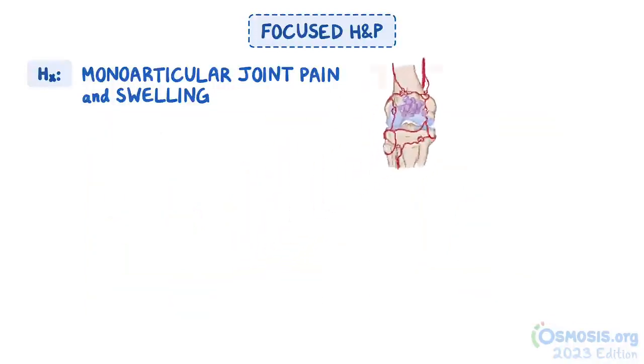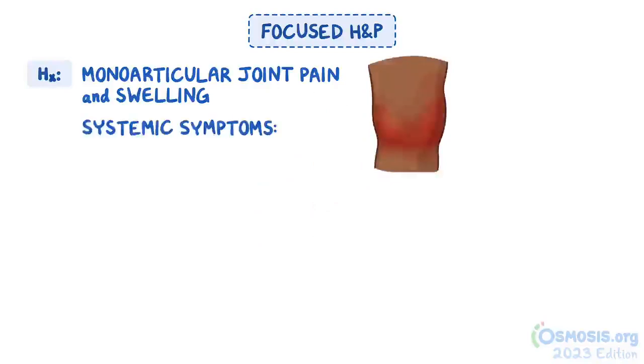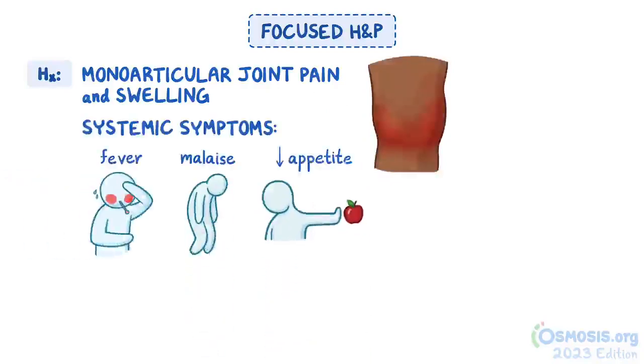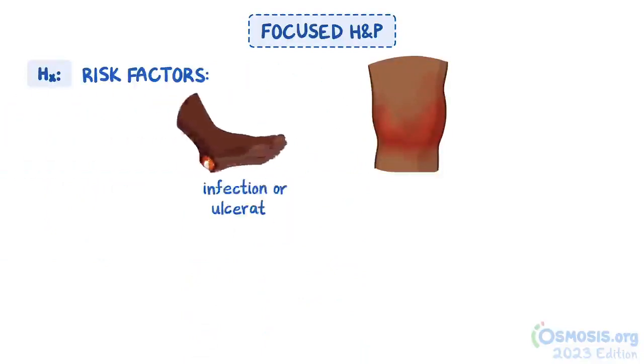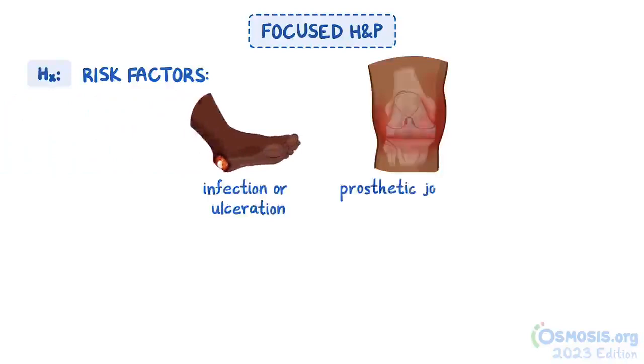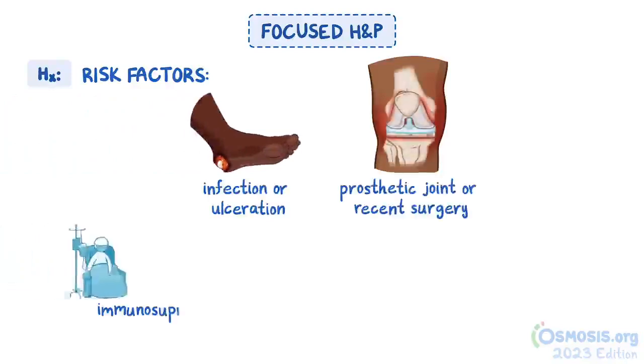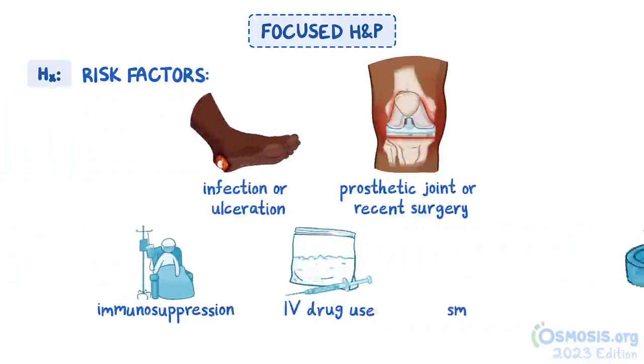Your patient might also report systemic symptoms such as fever, malaise, and decreased appetite. They may also have a history of risk factors, including overlying skin infection or ulceration, history of a prosthetic joint or recent joint surgery, immunosuppression, IV drug use, and smoking.